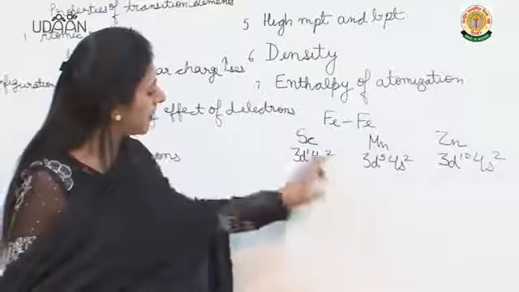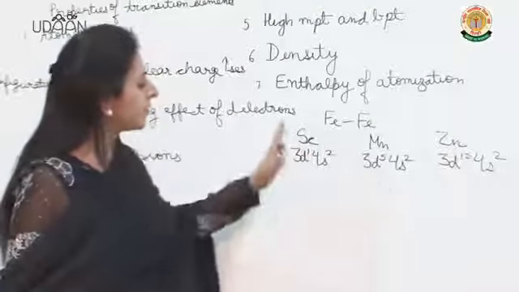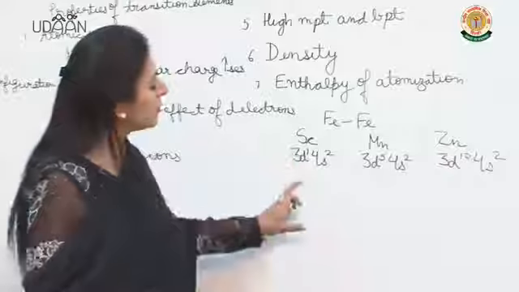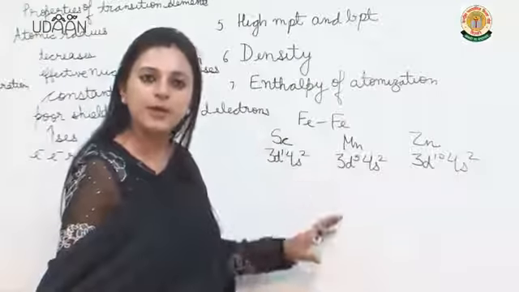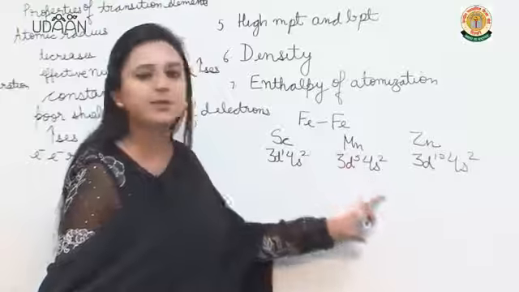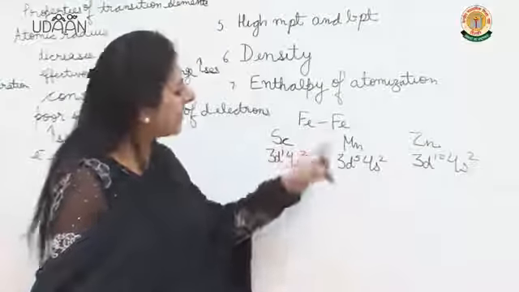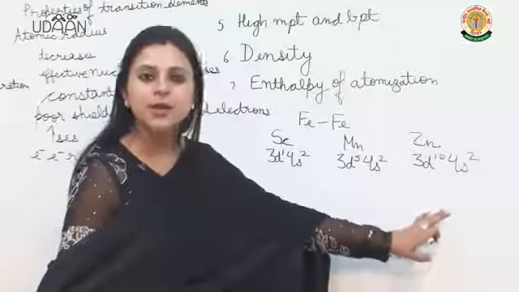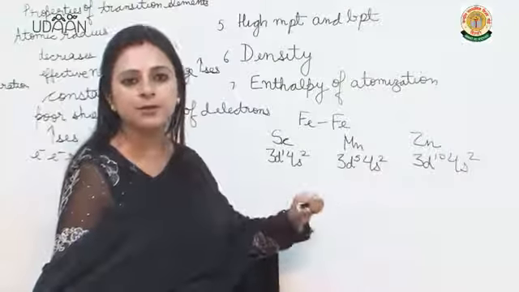So that means that as I am moving from left to right, that is from scandium to manganese, initially the number of unpaired electrons is increasing. तो उसका मतलब क्या है? Enthalpy of atomization would increase. That is, it is maximum. After that, manganese to zinc, enthalpy of atomization will decrease due to the decrease in number of unpaired electrons.